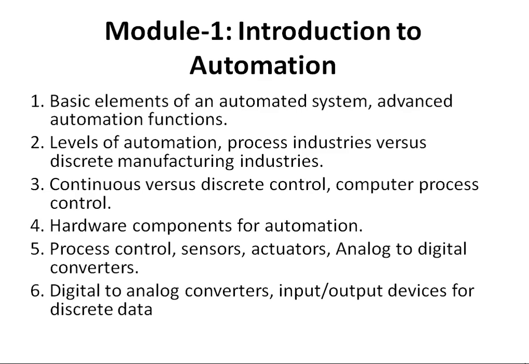So there are 5 levels of automation. Level 1, 2, 3, 4, 5 levels of automation we are going to learn. Next, you are going to distinguish between process industry versus discrete manufacturing industry. Further, we will be discussing continuous versus discrete control, and computer process control, how it is implemented in the industry and how it helps in automation.